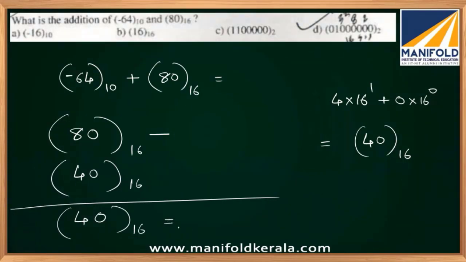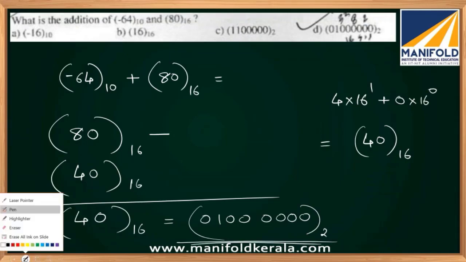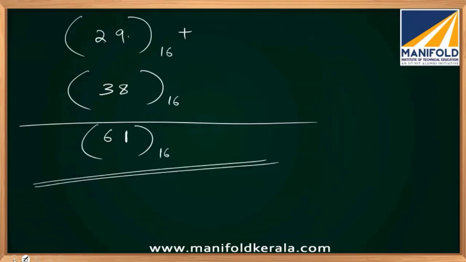So can you convert this hexadecimal to binary? This can be directly done. It is 0100, and 0 is nothing but 0000. So basically this will be your binary number, and this is your answer, right? And you have an answer here. Your answer is this, D, right? So that is a way to do it. I hope this particular problem is clear, right? Okay, so let's move on to the next question.